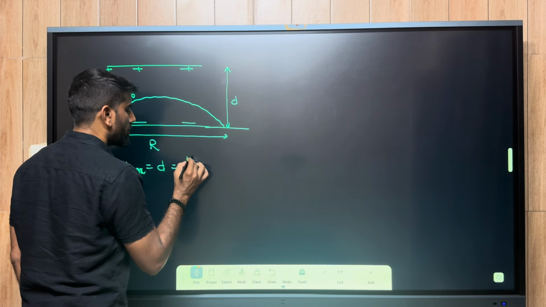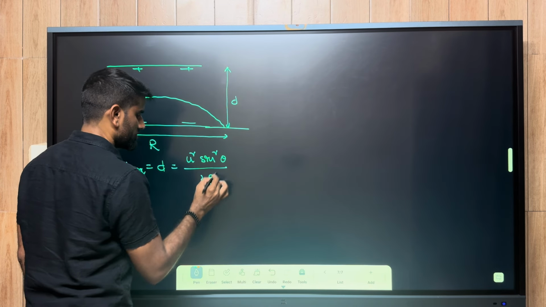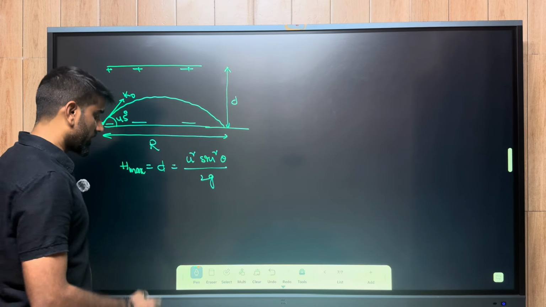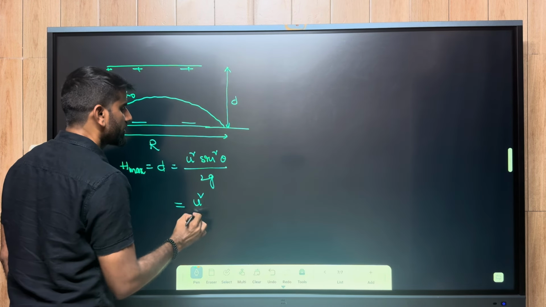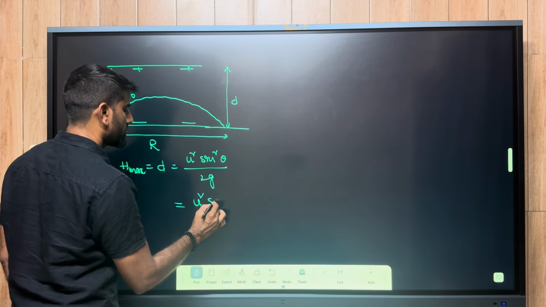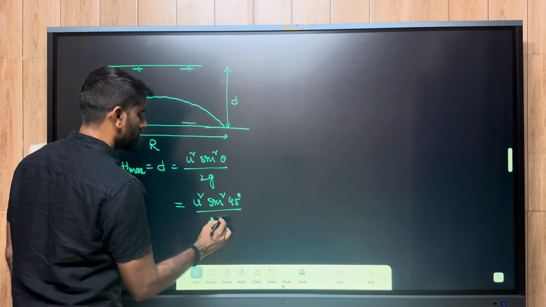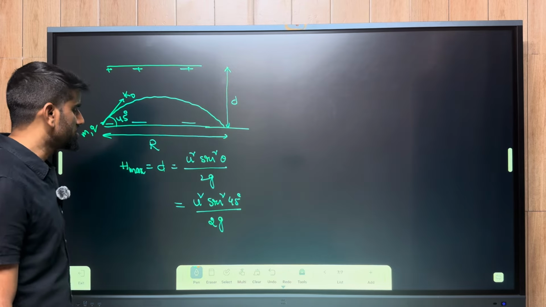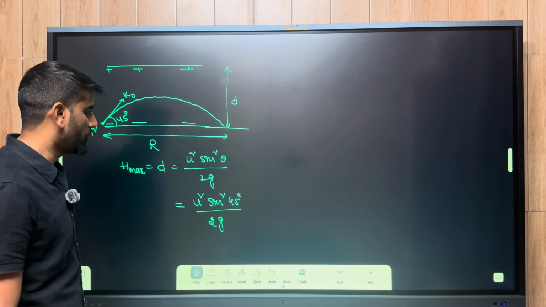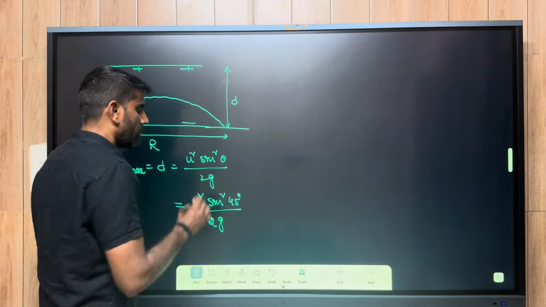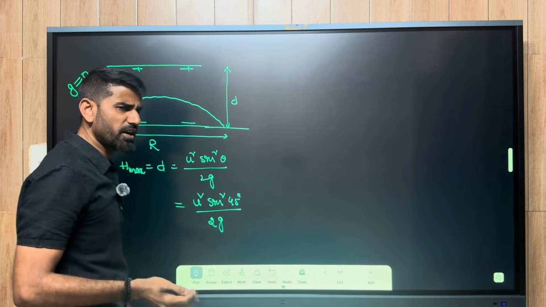So D is equal to U square sine square theta by 2g. And what is U square? U we don't know. Leave it as it is. U square sine square 45 degrees by 2g. And here we have another problem, that is g is ignored. g is equal to 0.